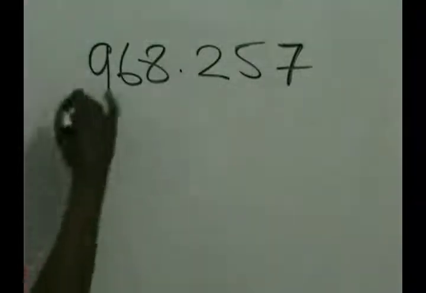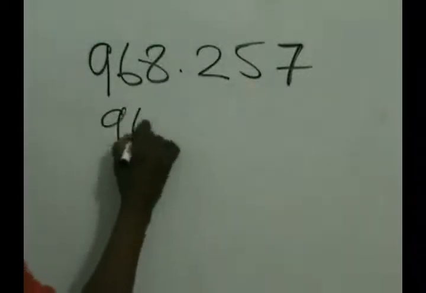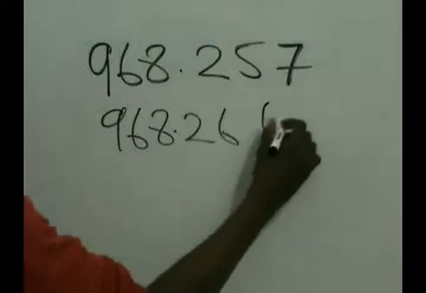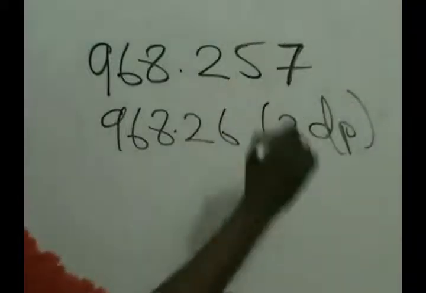So that 968.257 will be 968.26 to 2 decimal places.